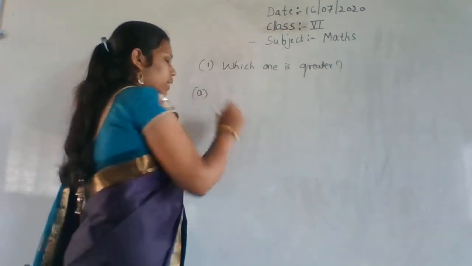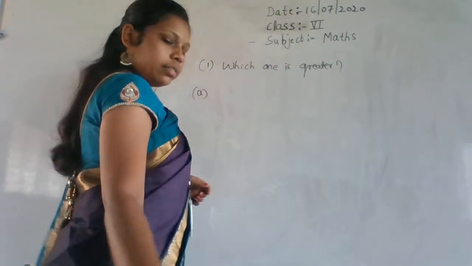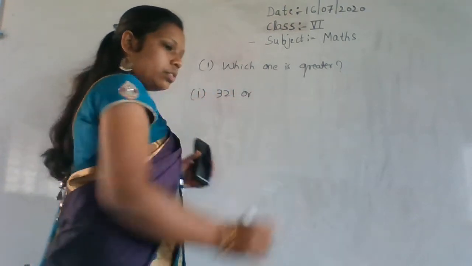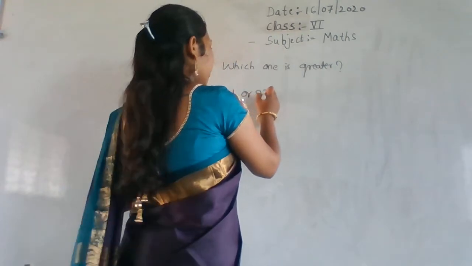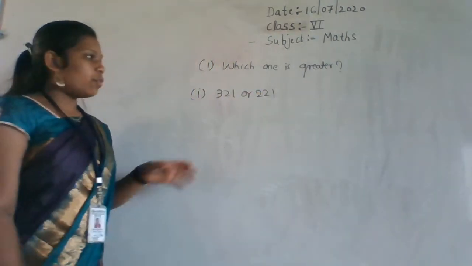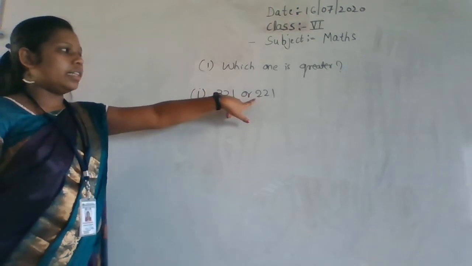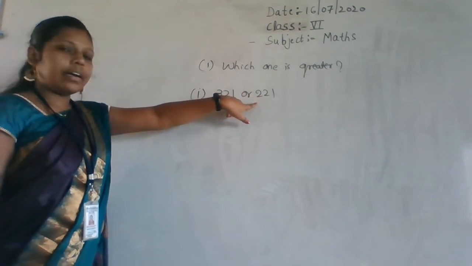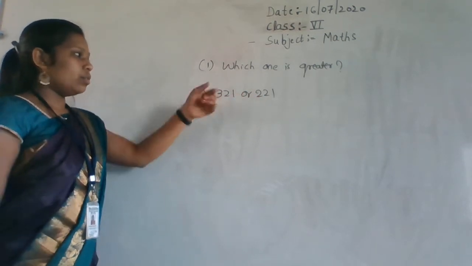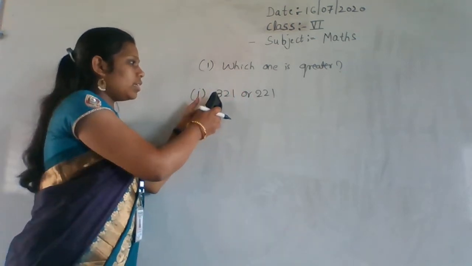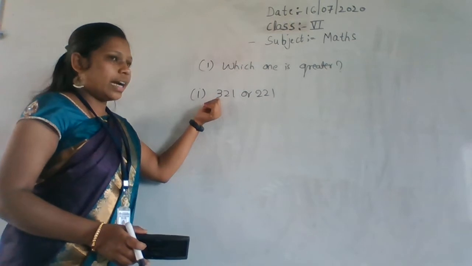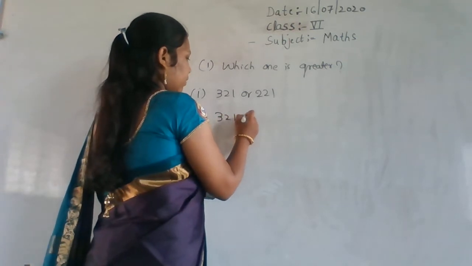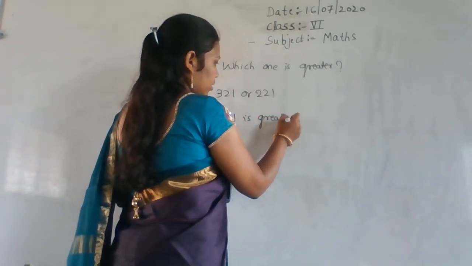And what is the first problem they gave there? That is 321 or 221. Which is greater here? Of course, we first compare the ones place, then the tens, after that the hundreds. Compare the hundreds place value. Here is a 3 and here is a 2. Of course 3 is greater than 2. That's why 321 is the greater number here.